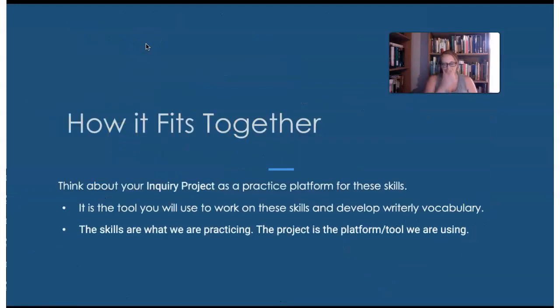And how this kind of fits together, I want you to think about, it's easy to forget the skills that we said we were going to work on this semester: the rhetorical knowledge, knowledge of conventions, composing processes, critical reading, critical reflection, our big umbrella writing and research skills. I want you to think about the inquiry project and some of the other work we do as the platform we're going to use to work on these skills. So it's kind of how they're related. The inquiry project is a tool, and the focus is the skills and what it is allowing us to practice.